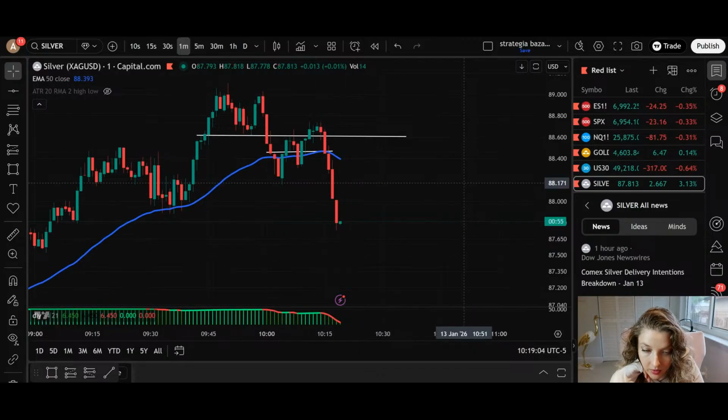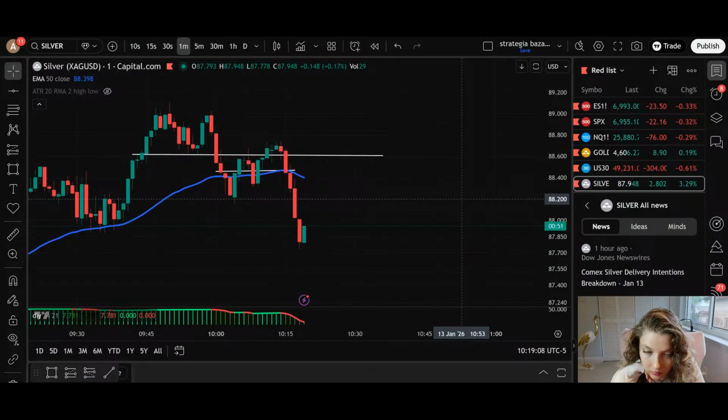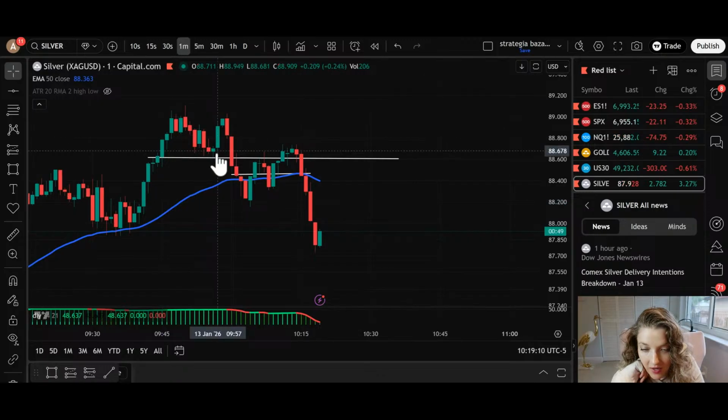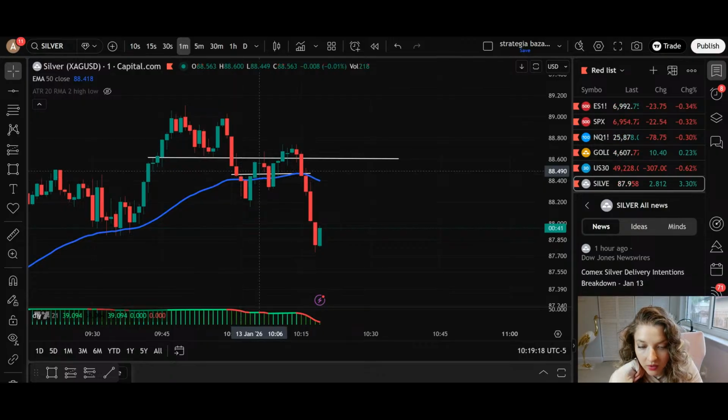Okay, silver went down. Yeah, I said this is an M. M's are very strong. And this was a retest.